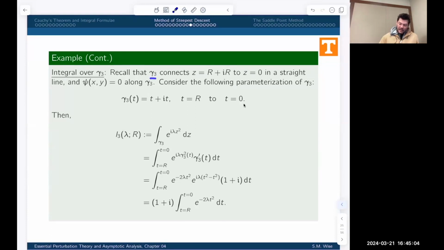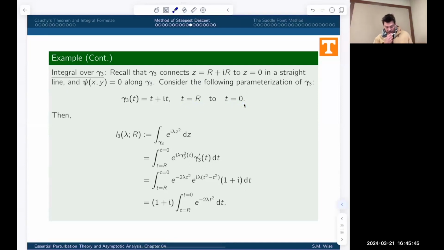Remember, gamma 3 connects z equals r plus ir. It's running back in this direction, back to the origin. It connects r plus ir to z equals 0 in a straight line path. We know that psi is equal to 0 along gamma 3. We argued that. So we're going to consider the following parameterization of gamma 3. It's just equal to t plus i t, right? The real and imaginary parts are exactly equal to each other, and we run that from t equals r to t equals 0. That gets it done.